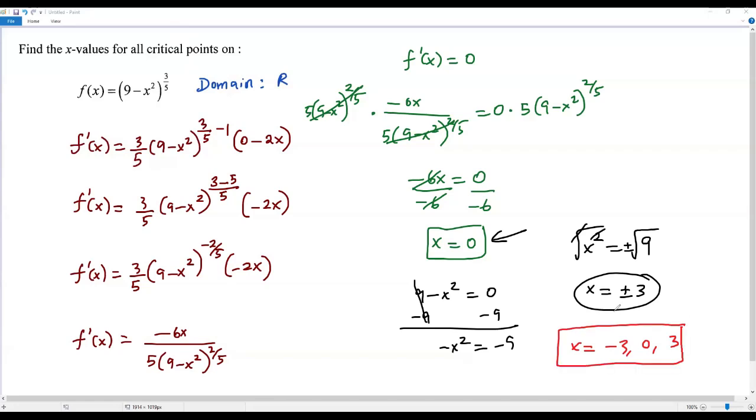And also we have to make sure of one more thing, that is, the x values we get for all critical points over here must be within the domain, as I said earlier. So the domain is all real numbers. So here all the three values we get for x for all critical points are real numbers. So these are the x values we have for all critical points of the given function.